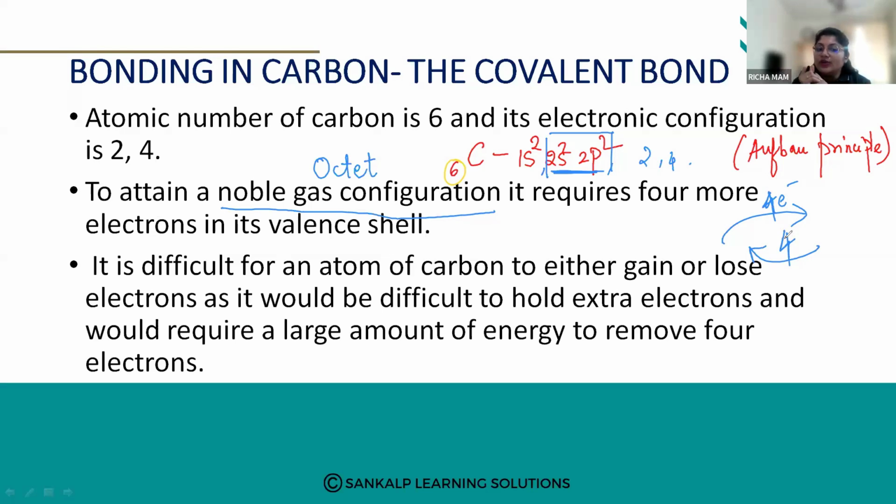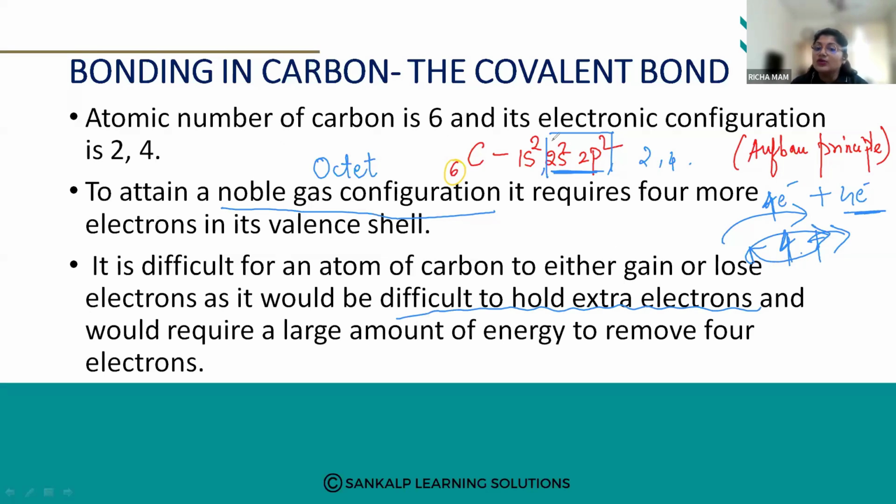So to lose the electrons, it would be difficult to hold the extra electrons. When you want to gain electrons, when you want to take 4 more electrons, the energy supplied also will be more, so it will be very difficult for them to hold the electrons. And when you want to lose the electrons, when you want to give these 4 electrons, a large amount of energy is required to remove these 4 electrons. So it is very difficult for the carbon atom.